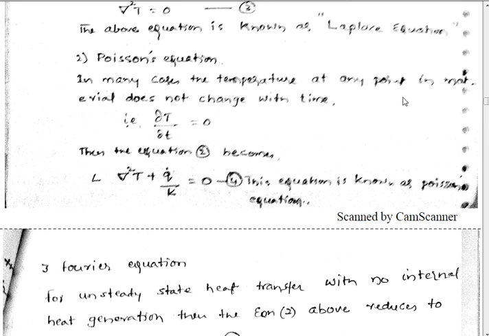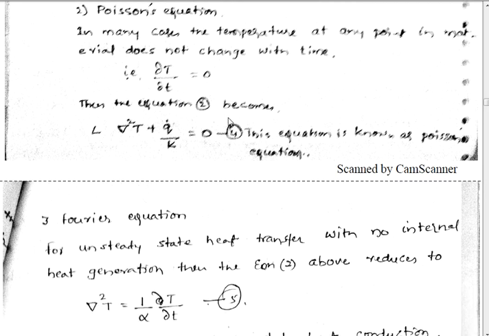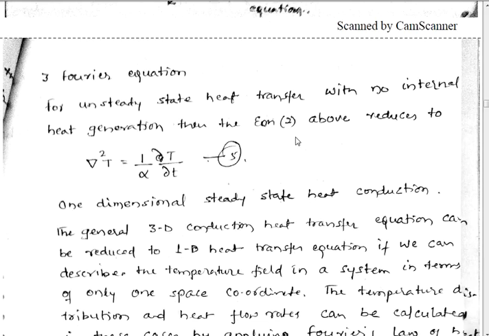In many cases the temperature at any point in the material does not change with time. That is, if the material temperature does not change with time, then dou T by dou t is equal to 0. Then equation 2 becomes del square T plus q dot by k is equal to 0. This equation is known as Poisson's equation.